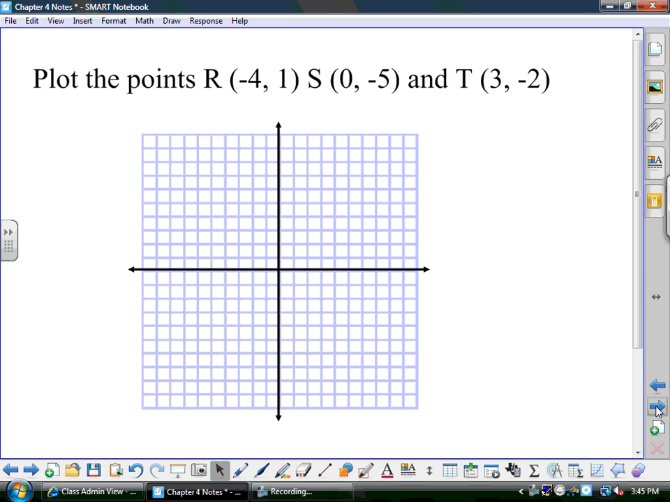Now let's plot some points. Take a minute, pause the video, and try to put a dot on the graph where the point -4, 1 is, and put an R next to that. Then put a dot at the point 0, -5 and put an S next to that. And lastly, put a dot at 3, -2 and put a T next to that one. Pause the video and try to do this on your own, and then press play again and we'll go over it together.